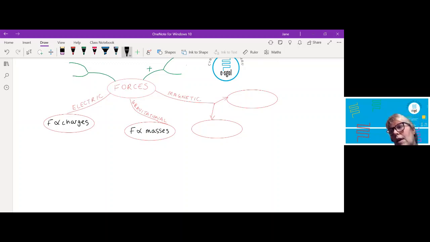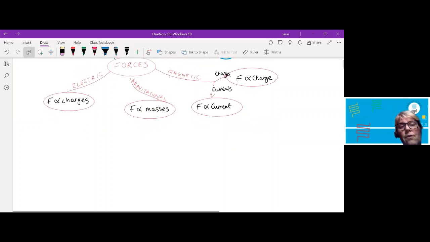Magnetic forces on a current: the force is proportional to the current. So if we look at currents and if we look at charges, the force is proportional to the charge. But that's not all. Let's have a look at the force for electric fields. And the force, like gravitational, is proportional to the inverse of the radius squared, in both cases.